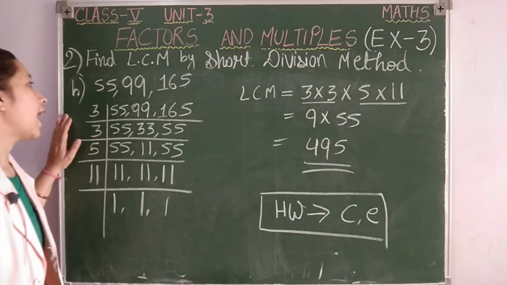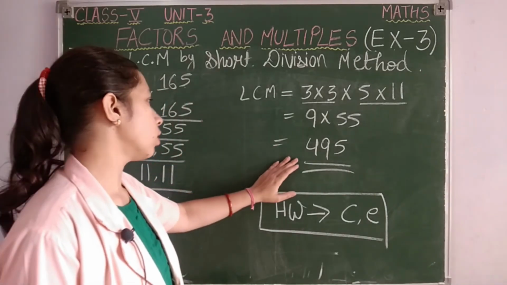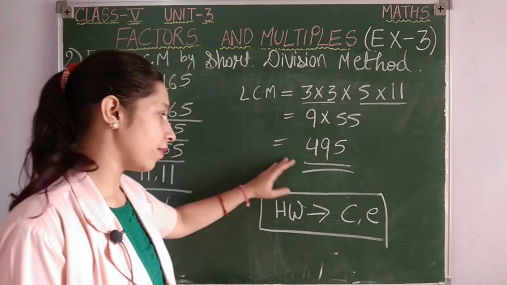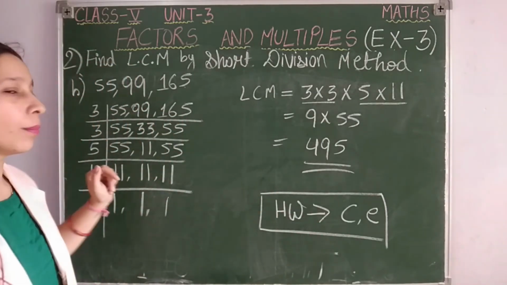Next point, point number H, students, LCM of 55, 19 and 165. I have already solved this question. I got 495. Now your work is to solve point number C and E of question number 2.